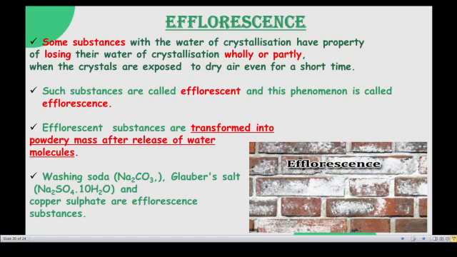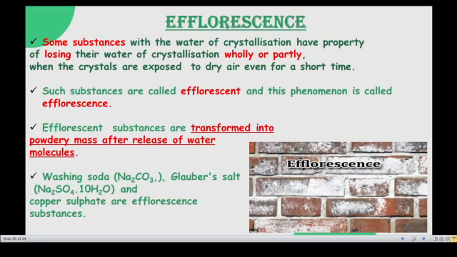And then efflorescence. What is meant by efflorescence? Some substances with water of crystallization have the property of losing their water of crystallization wholly or partly when the crystals are exposed to dry air even for a short time. Such substances are called efflorescent, and this phenomenon is called efflorescence.